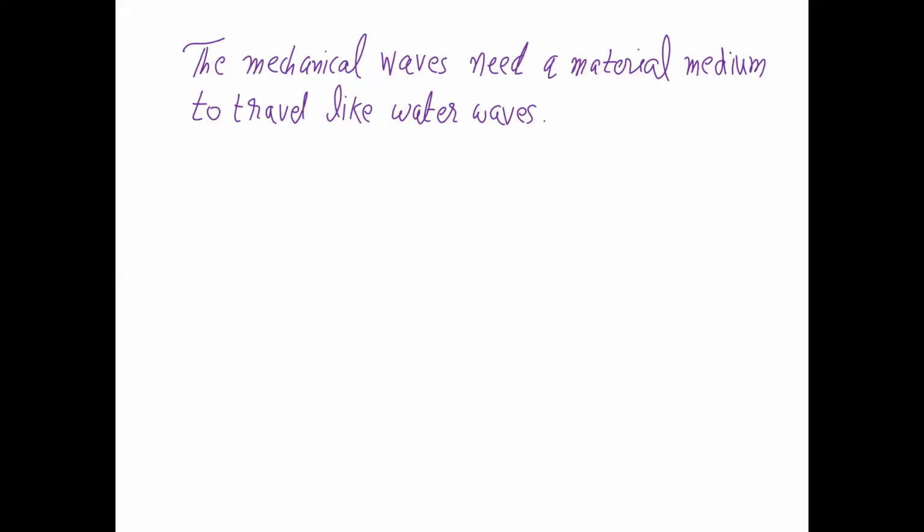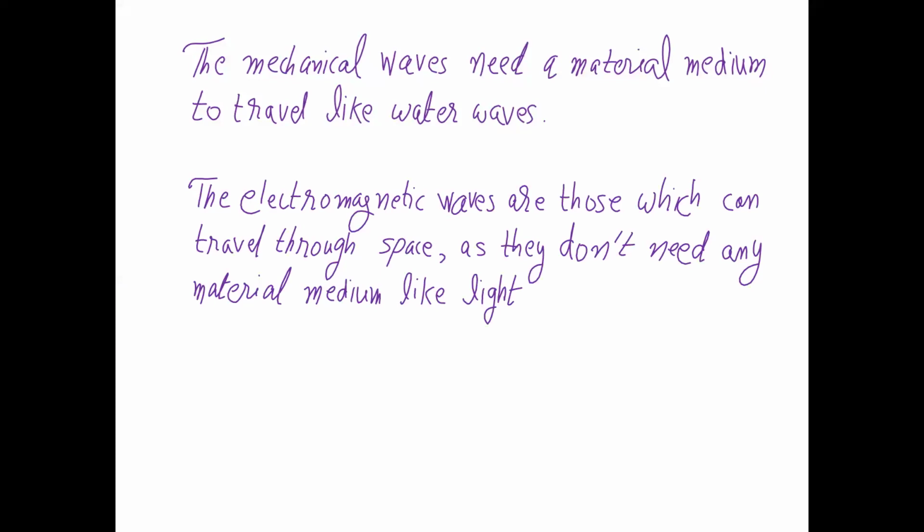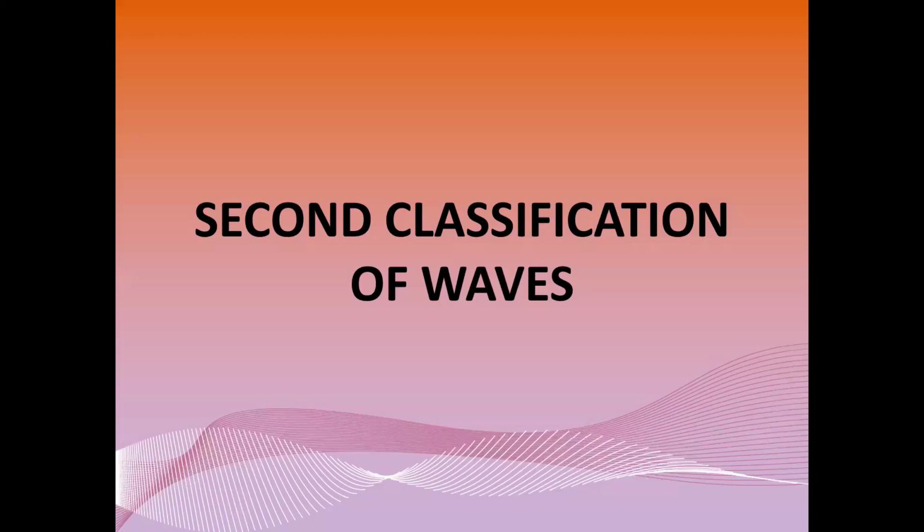The mechanical waves need a medium to travel, like water waves. Electromagnetic waves are those which can travel through space. They do not need any medium. They can travel on their own. Now we put our second classification of waves. So give the heading, second classification of waves.